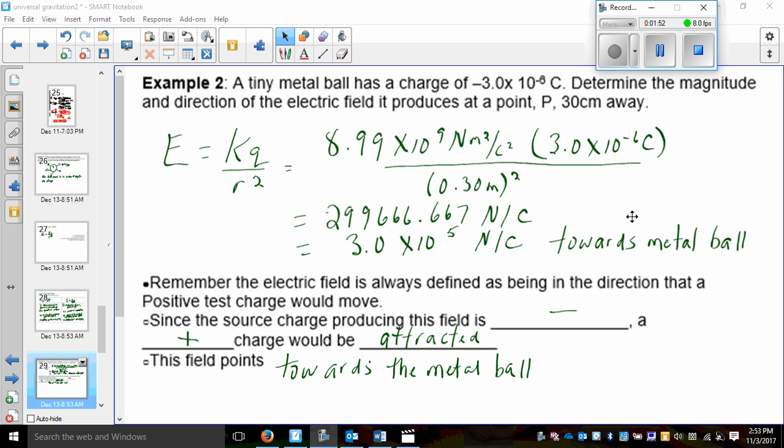Now the direction came from the charge. If we have a negative source charge, remember our test charge is always positive, a negative and a positive means it's going to go towards that source, towards that metal ball. Remember, the electric field is always defined as being in the direction that a positive test charge would move. So that's what I tried to explain. Since the source charge is negative, a positive charge would be attracted. This field points towards the metal ball.